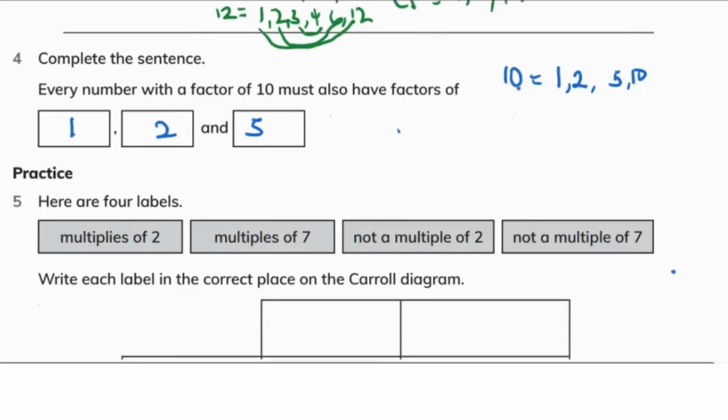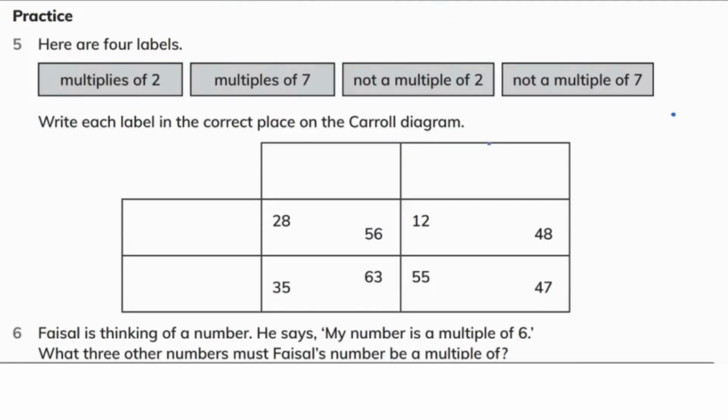Okay. Question 5 says, here are 4 labels: multiples of 2, multiples of 7, not a multiple of 2, not a multiple of 7. Write each label in the correct place on the Carroll diagram. So first of all, I'm going to start by labeling the titles, right? So we have 1, 2, I have 3 here, and then I have 4. And so 1 represents column 1, of course. In column 1, I have 28, 56, 35, and 63, right? So in column 1, I have multiples of 2 here, and I have multiples of 7. But I need one common title, right? One common title.